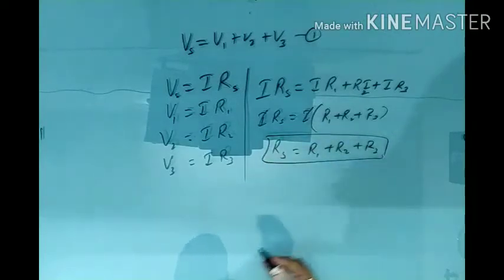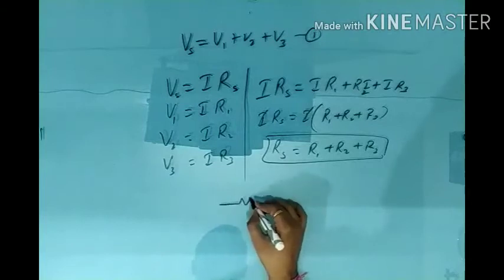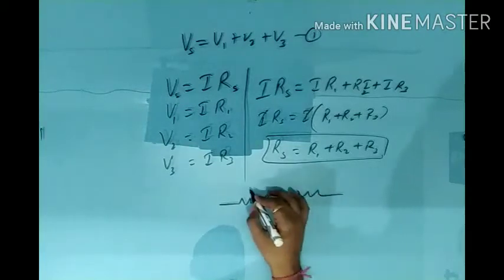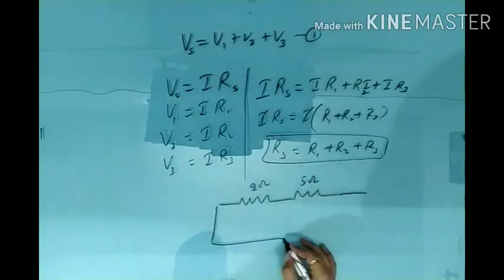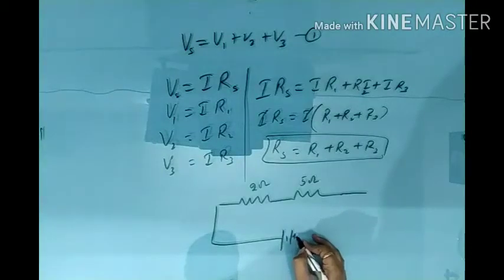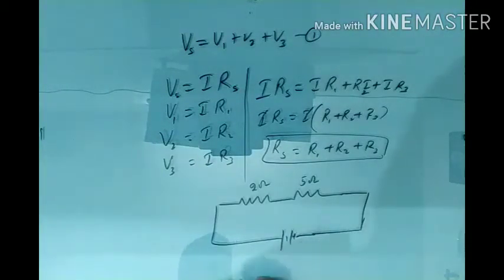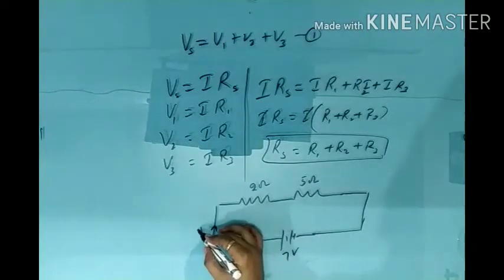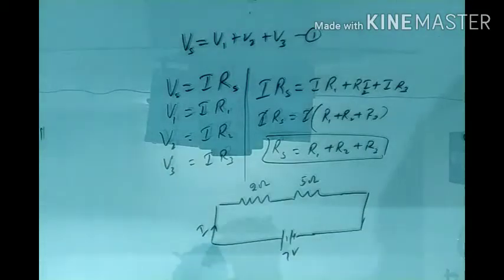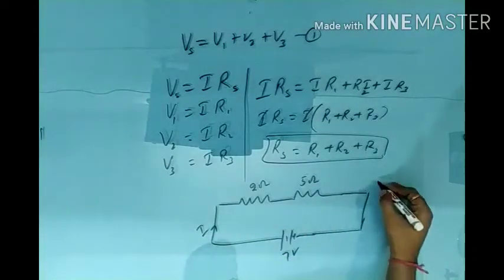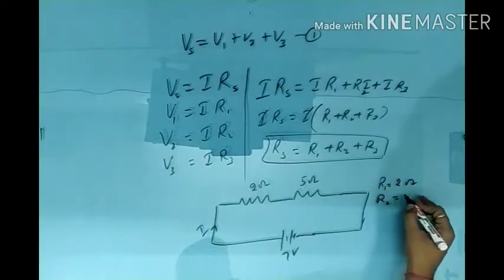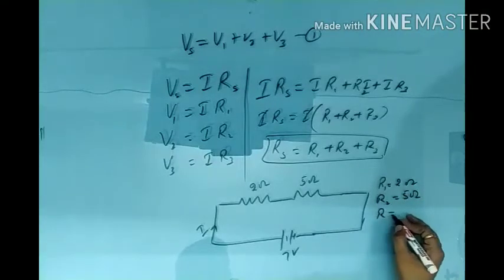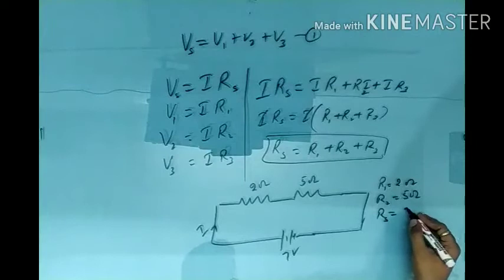Sometimes we have a question, that is, suppose we have connected two resistances of 2 ohm and 5 ohm with a potential of 7 volt. Now we have to find the resistance and we have to find the current. Now as we know, R1 is equal to 2 ohm, R2 is equal to 5 ohm. It means the total resistance is equal to 2 plus 5, that is 7 ohm.